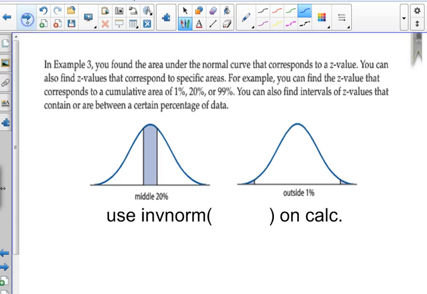Okay. We have to keep going because the other thing they're going to ask us to do is to work backwards. It says you found the area under the normal curve that corresponds to a z-score. You can also find a z-score that corresponds to a specific area. So if you know you want the middle 20%, you can work backwards on the calculator. It's called inverse of the normal curve.